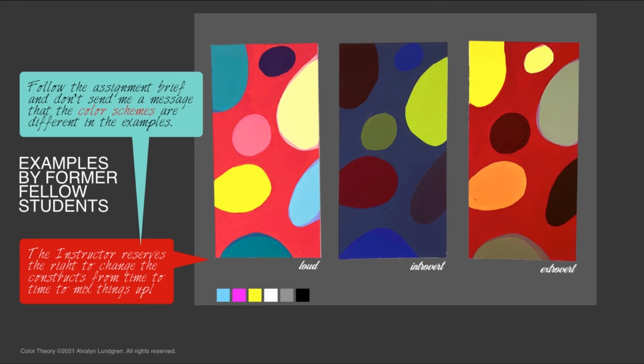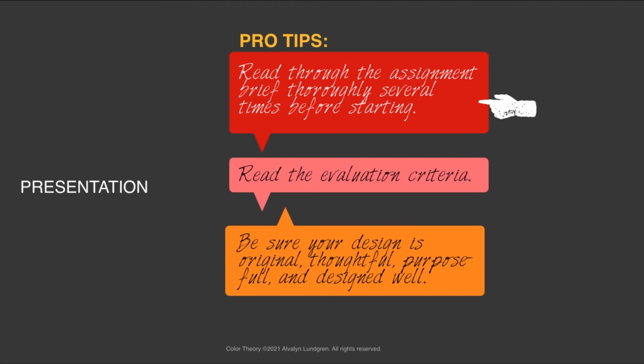Again, read the assignment specifications several times before you begin, and do that before you start the assignment. Read the evaluation criteria at the bottom of the assignment brief. It's usually at the very end. That's what is going to be used to critique your work. And be sure it's an original design and not copied from another work.